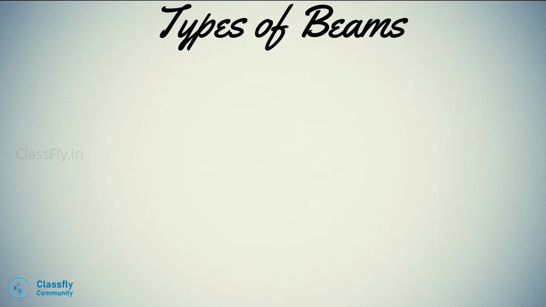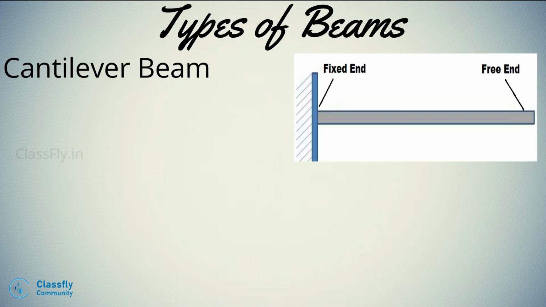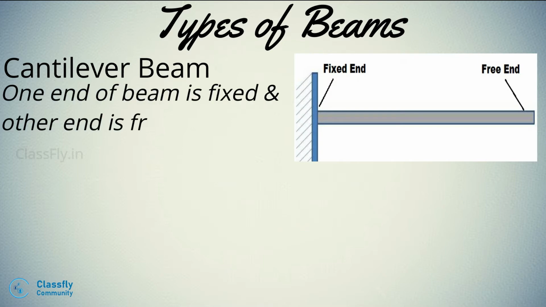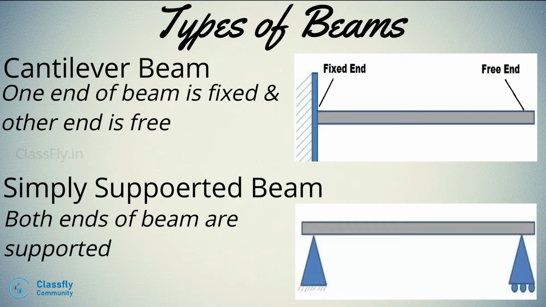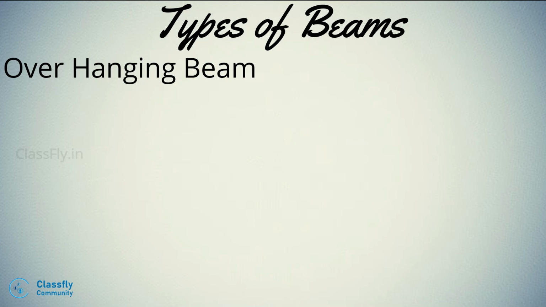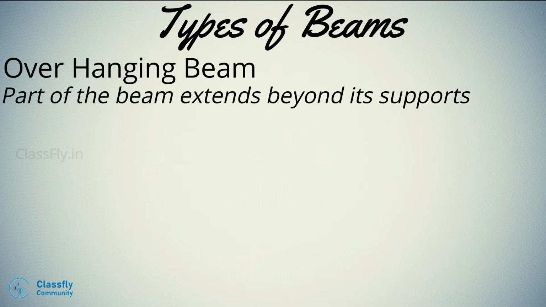Next, moving on to the types of beams. First, cantilever beam. Well, it is a beam in which one end of the beam will be fixed and the other end will be free. Simply supported beam. Well, if both ends of the beam are simply supported, then it is known as a simply supported beam. Overhanging beam. Well, if a part of the beam overhangs at its ends, that is, extends beyond its support, then it is known as an overhanging beam.